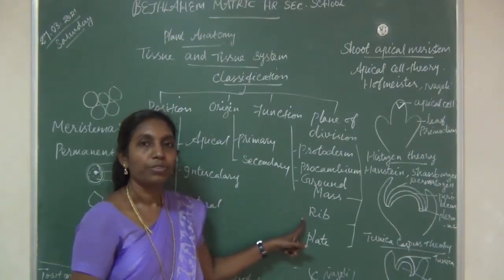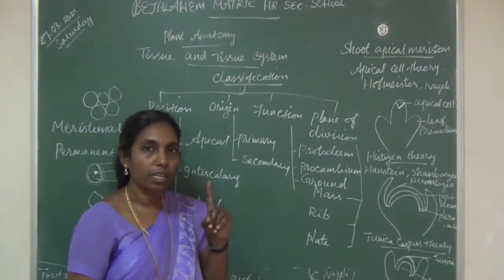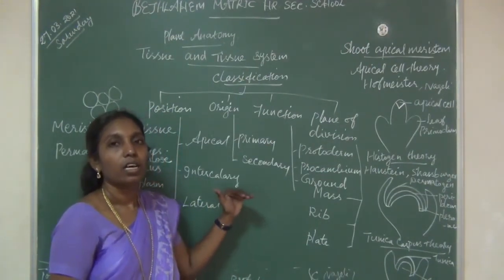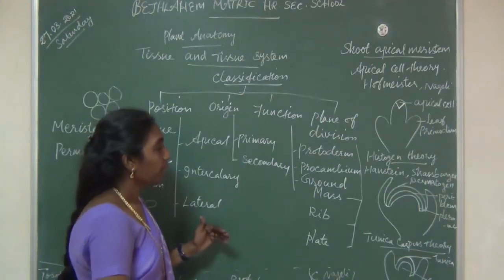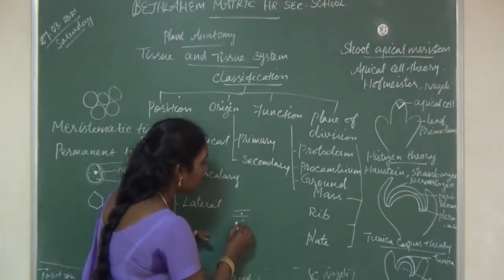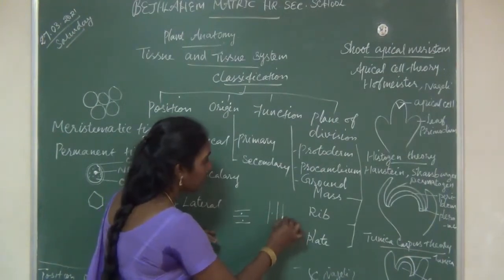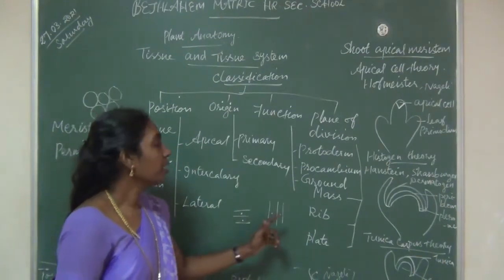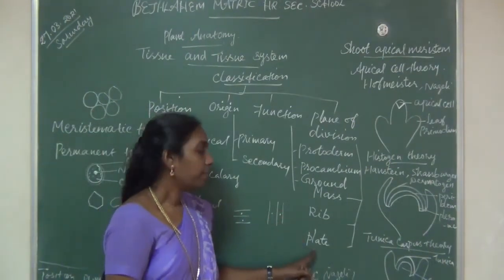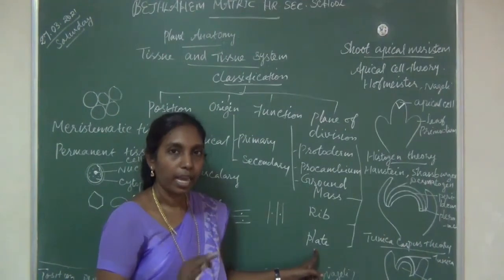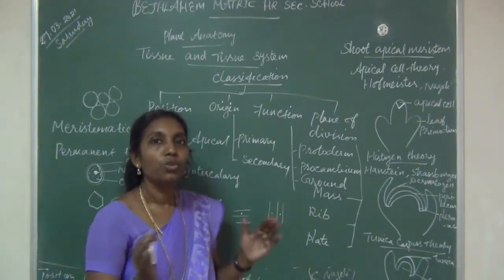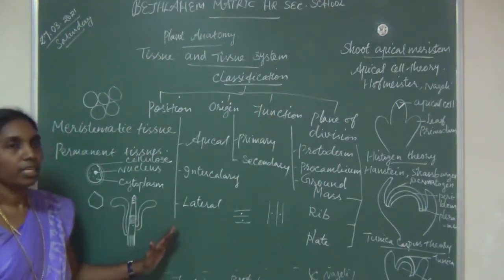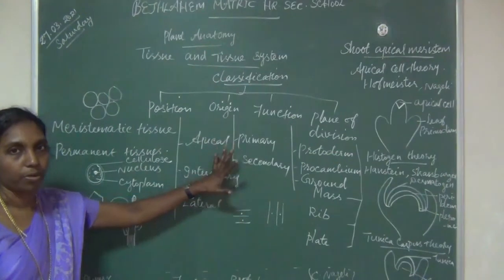Rib meristem divides anticlinally in one plane. There are two types of division: periclinal as well as anticlinal. Periclinal divides like this, and anticlinal divides in this manner. The rib meristem divides anticlinally in one plane, but the plate meristem divides anticlinally in two different planes. These are the types of meristematic tissues. This is one of the important 5-mark questions.